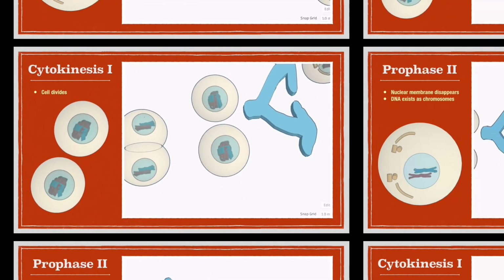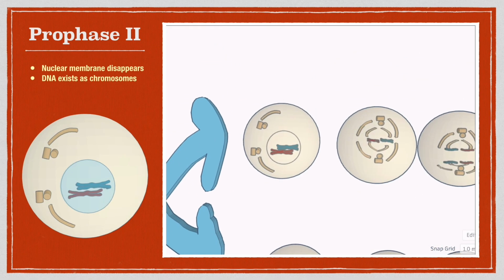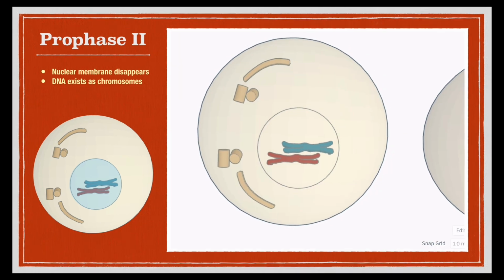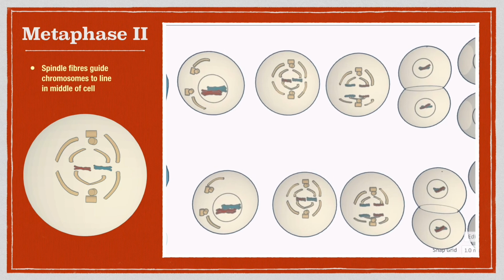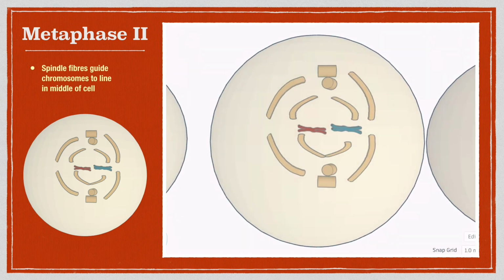Unlike mitosis, however, the cell does not go into interphase next. Instead, it goes through a second round of cell division, starting again at prophase II. In prophase II, the nuclear membrane begins to disappear and the DNA exists as chromosomes. In metaphase II, the spindle fibers guide the chromosomes to a line in the middle of the cell.